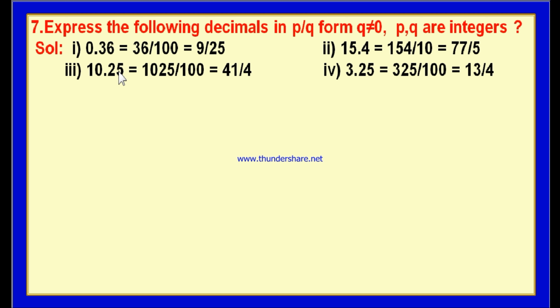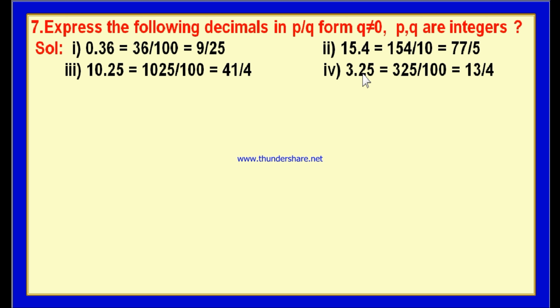Next bit, 10.25. There are 2 decimal places, therefore it is 1025 by 100. Now you can cancel 25 straight away. Otherwise you can cancel 5 first and later again 5. Like that also you can simplify. Now I cancel 25 in both numerator and denominator. In 102, 25 4 times. 4 25s are 100, the remainder is 2. 2 after 5, in 25 one time. Therefore 41 by 4, since 25 in 100 is 4 times.